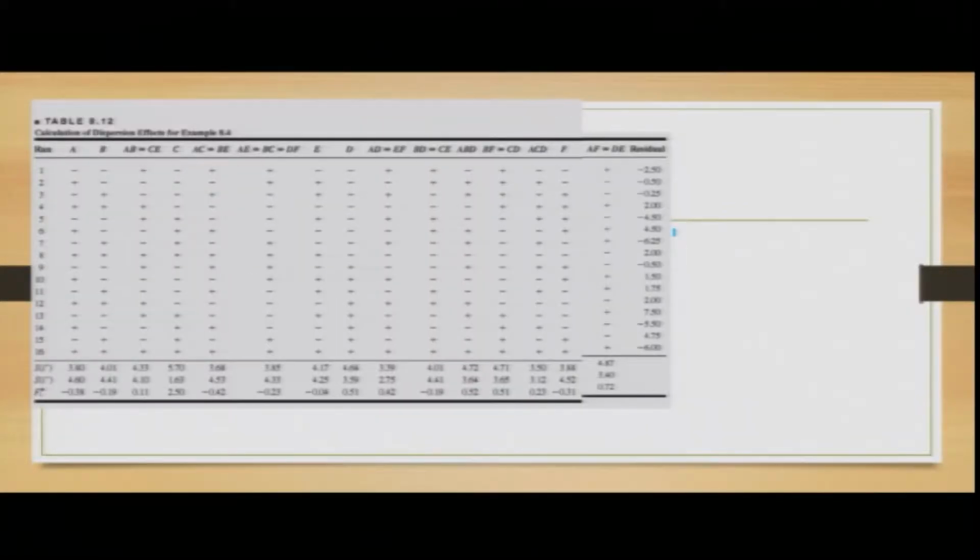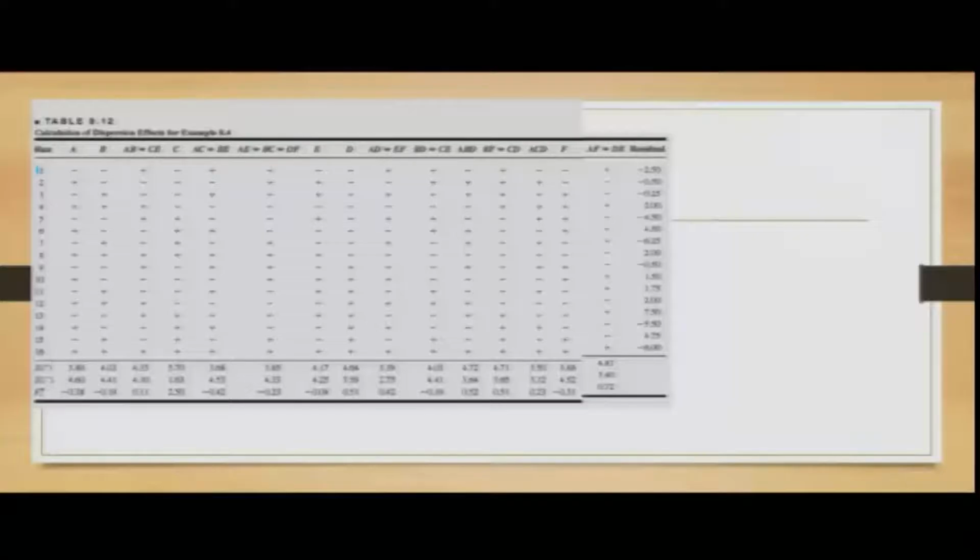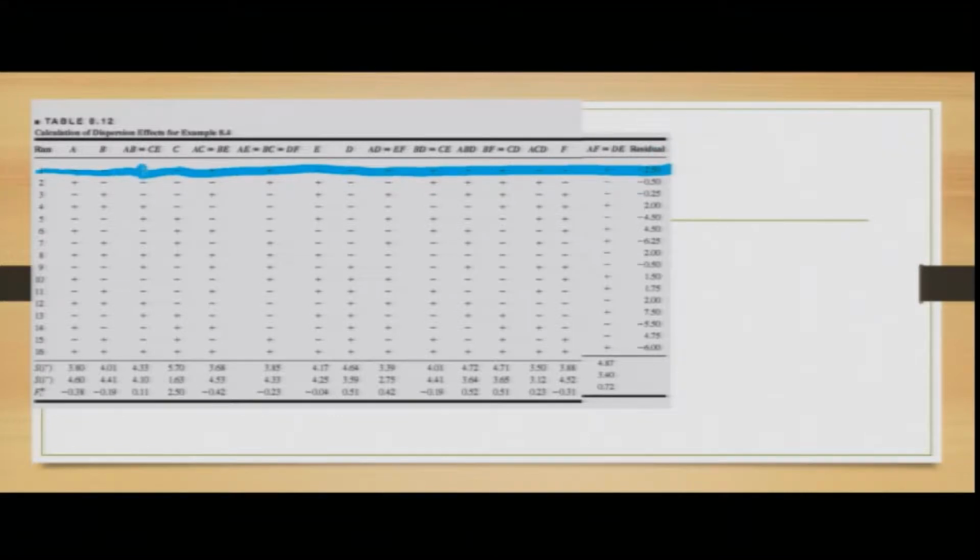So, with all this reading done, I will go through these tables once more. Now, if you look at Table 8.12, you have the runs in the leftmost column, from 1 to 16, and the combinations, which are basically the factor effects coming out. For the first run, you have the effect of A and B as minus, then C as minus, E and D as minus. If you find the overall effect, the positive values would give you the positive effects, based on which we find the residuals at 2.5.